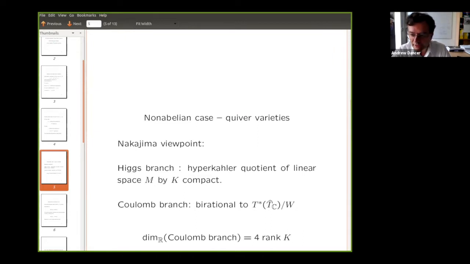The quaternionic dimension of the Coulomb branch should be the rank of K, the group by which we're quotienting to get the Higgs branch. If we took complex dimensions, of course, it'd be a factor of 2, real dimensions a factor of 4. There's a nice physical interpretation of this, which I certainly wouldn't pretend to fully understand, but the statement you usually see here is that the classical model for the Coulomb branch would be this essentially flat space, this cotangent bundle of the flat torus modulo the Weyl group on the nose.